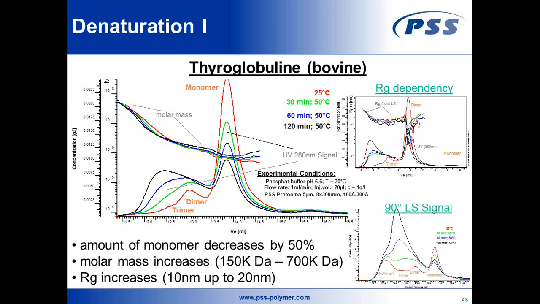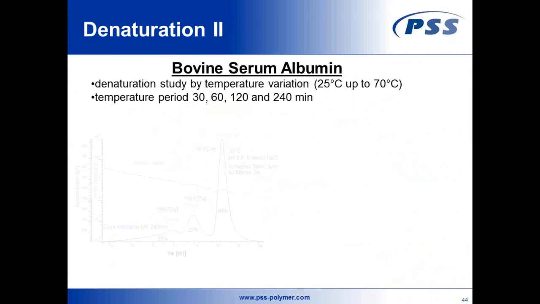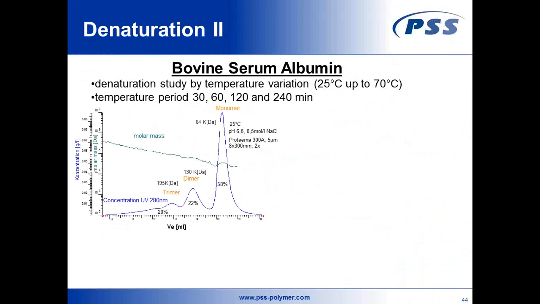The monomer was decreasing, and the radius of gyration was increasing. We did the same for the bovine serum albumin. We did the same experiment. We also heated this up, and we also saw an increase of the molar mass as a function of stress on the protein.